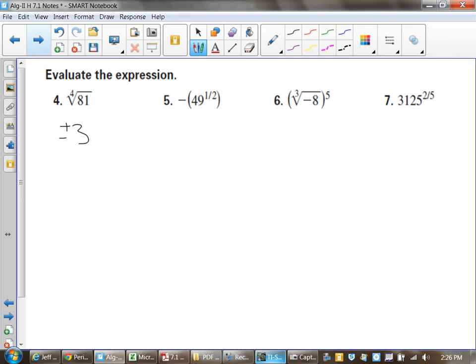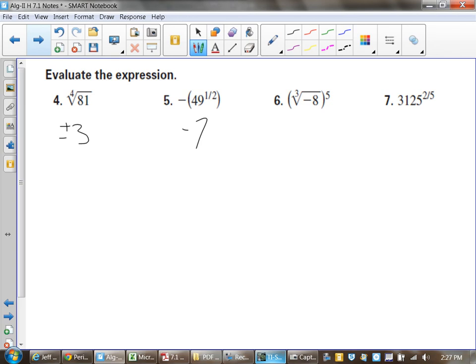What does anything to the half power mean? What does a half power mean again? Square root. What's the square root of 49? Now, with that negative out in front, which one is it looking for? The plus minus version or what? Just the negative. It's negative 7.